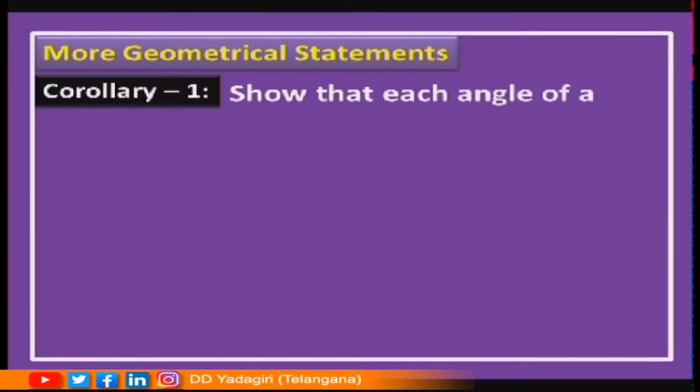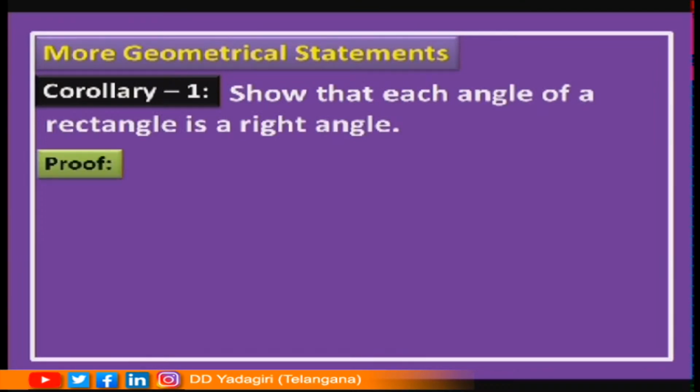Okay, children. So, let us start with our first corollary. Show that each angle of a rectangle is a right angle. So, this is our first corollary. What are we going to do now? Yes, we have to prove this.